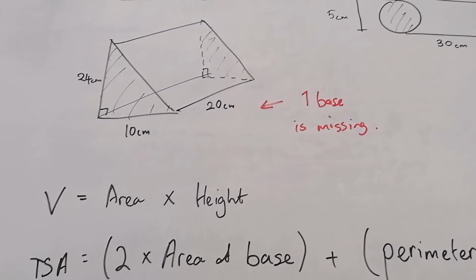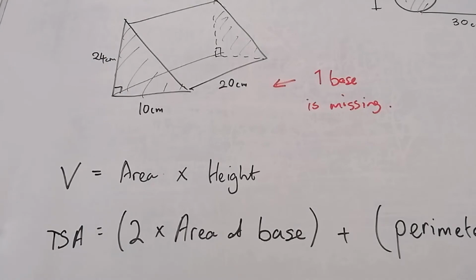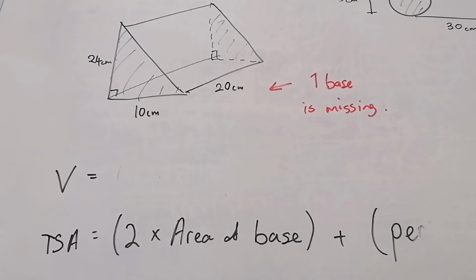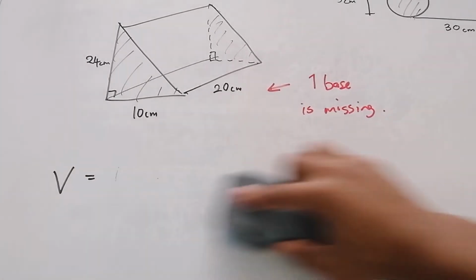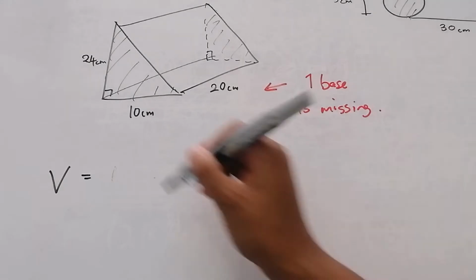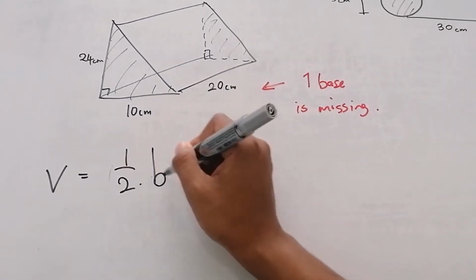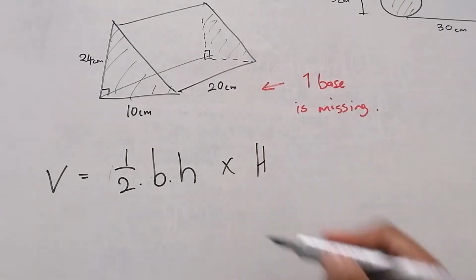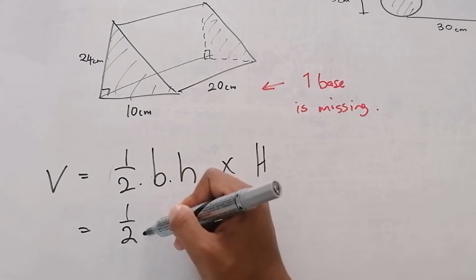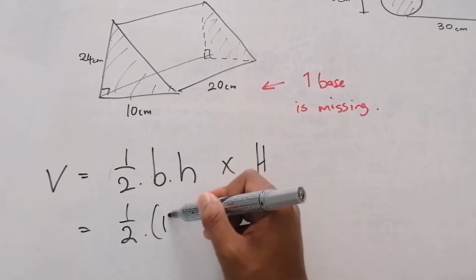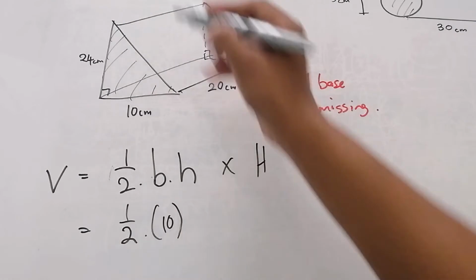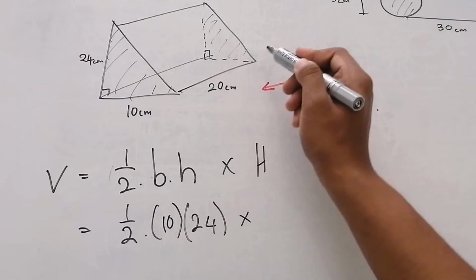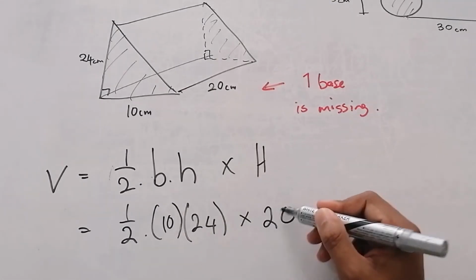So first of all, we're going to work out the volume of the triangular prism. So that's simply the area multiplied by the height. Now the area for a base of a triangle is half base times height. Then we shouldn't forget this height over here that creates volume. So half the base, which is 10 centimeters, multiplied by the perpendicular height, that is the 24. This needs to be multiplied by the height that creates volume, so that's the 20 centimeters.